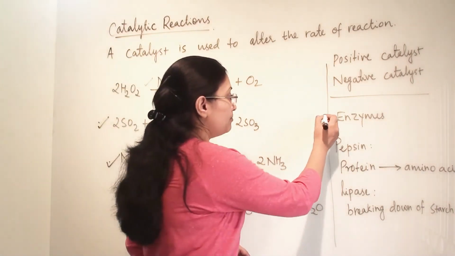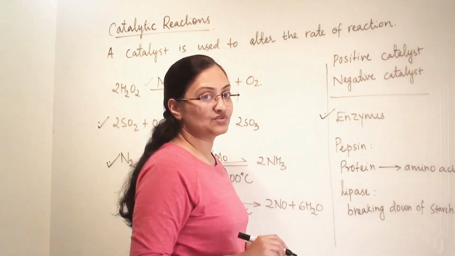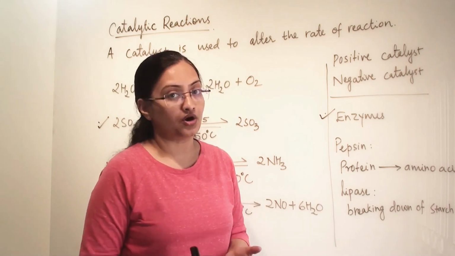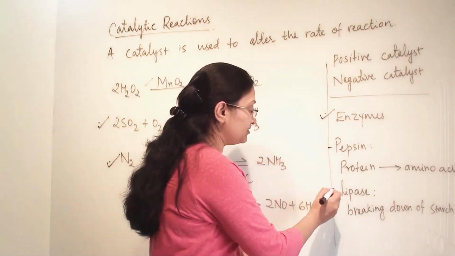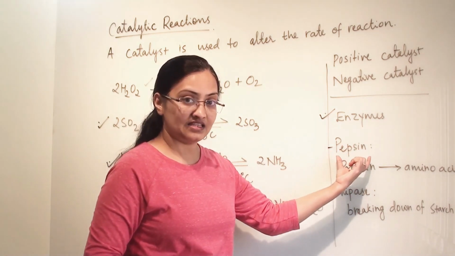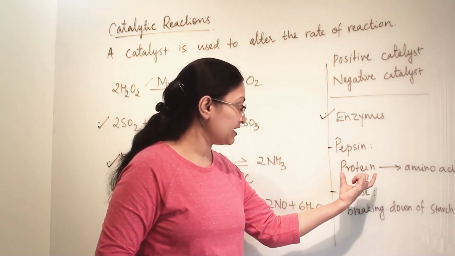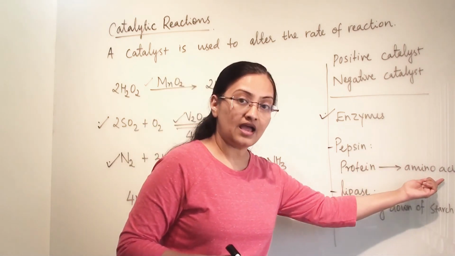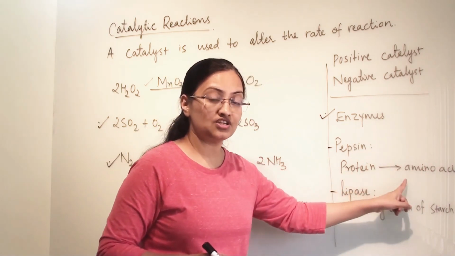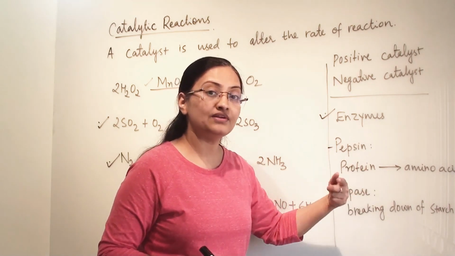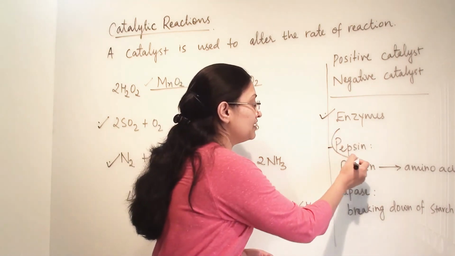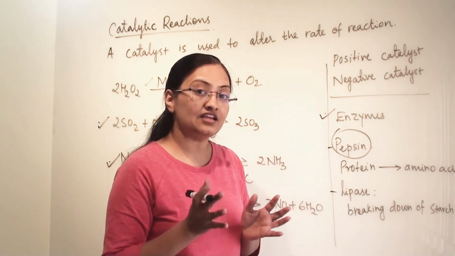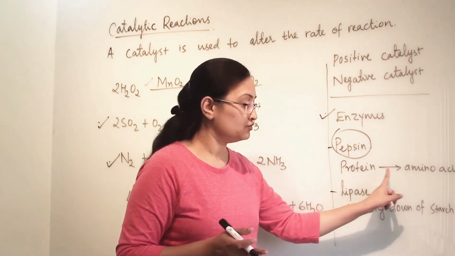Now one important point to discuss in this is enzymes. Enzymes also work as catalysts in our body. There are two examples of that. Pepsin is an enzyme which is secreted in our stomach, and it will accelerate the conversion of protein into amino acid. This conversion happens at a faster rate with the help of pepsin. So pepsin is an enzyme which gives a catalytic effect to this conversion.